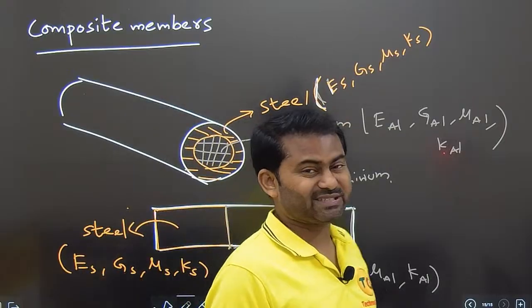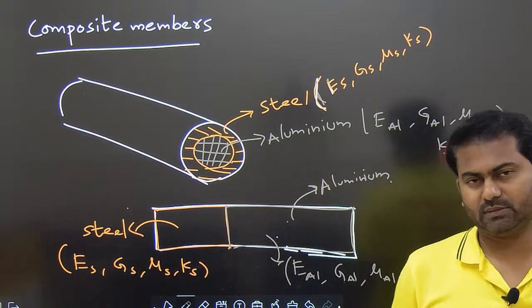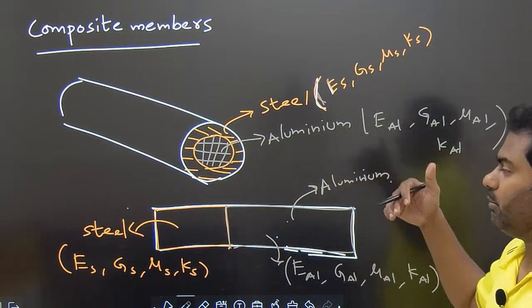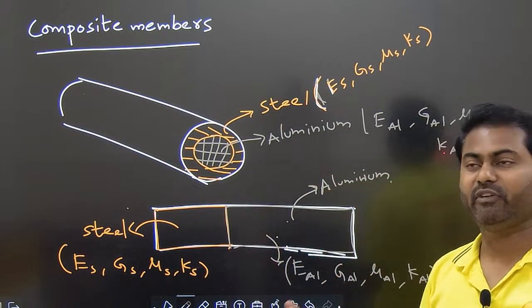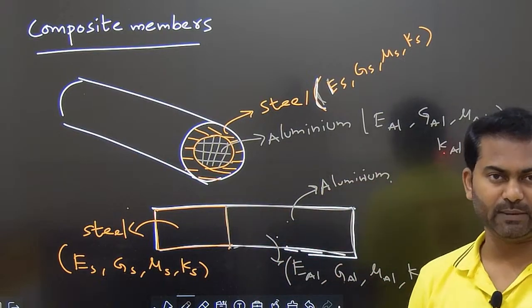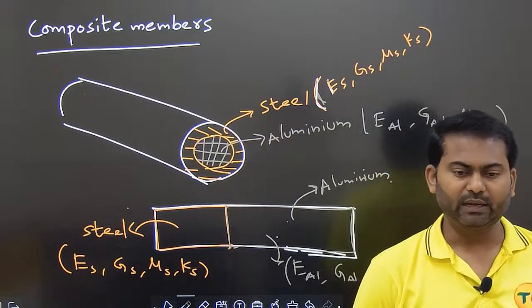Due to these different values of Young's modulus and other metal properties, the formulas become a little bit different when you deal with these composite members. I'll show you in the next video in a clear and detailed way.